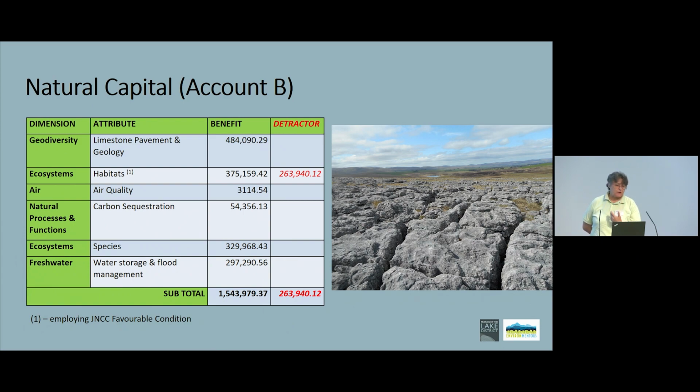And then we've got detractors. And for those of you that are interested, the detractor for the ecosystem is because one of the SSSI units on Little Asby Common isn't in favourable condition. And favourable condition is the JNCC target that you're set. So it hasn't reached its status of what we expect to see for that particular type of habitat. So it's actually a detractor, and so you actually have to take money off your balance sheet. So that gives you an idea that the natural capital for the common was worth about 1.5 million with its detractor.